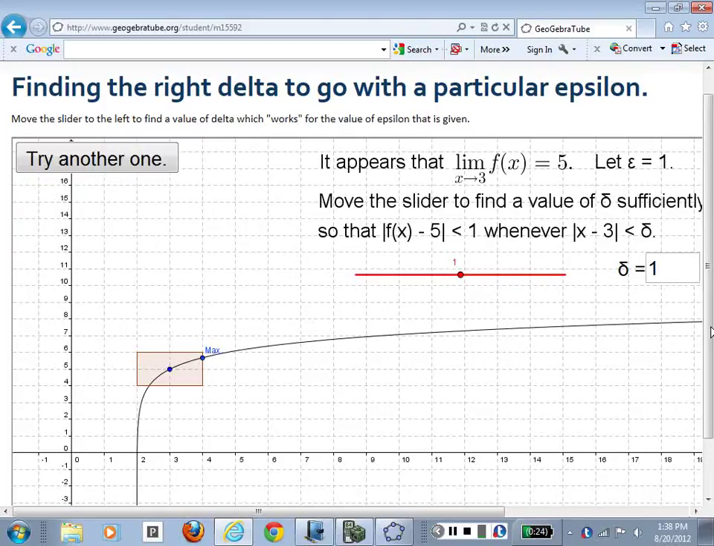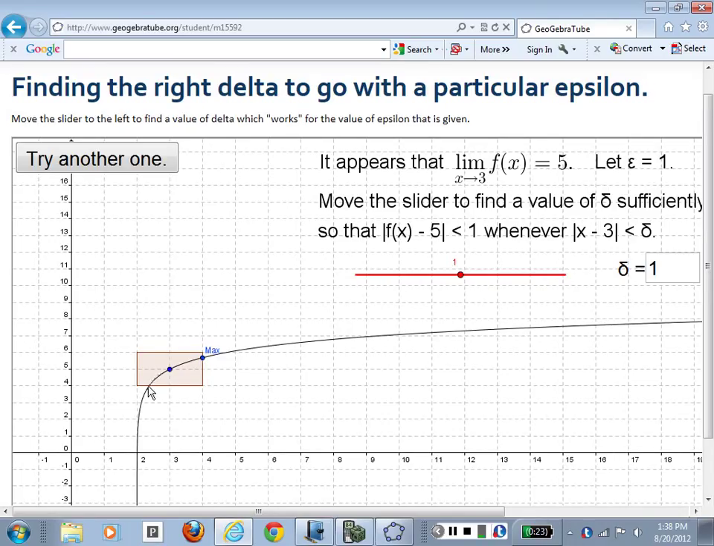A function, and it looks like the limit of f of x... it doesn't tell us what the function is, that will remain a mystery. It involves a logarithm in this case. But the limit of f of x as x approaches 3 equals 5. Let epsilon equal 1. What value of delta looks like it's going to work here? Well, it would be okay for delta equal 1 on the right-hand side because we're already inside the rectangle.